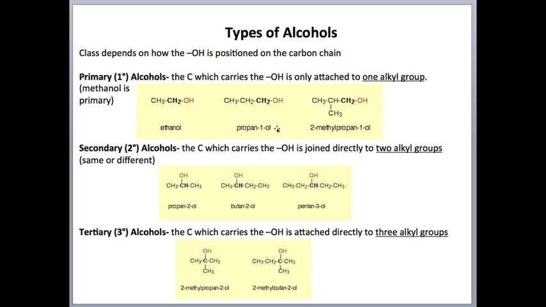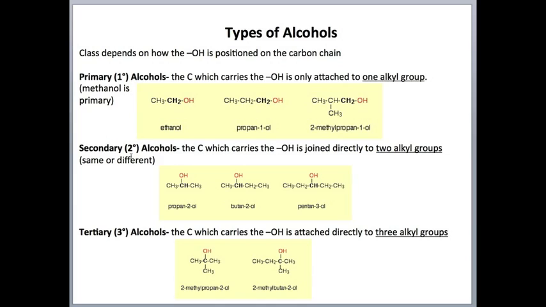For example, propan-1-ol, we can see that the OH group is attached on the end, and the carbon that carries the OH group only has one other carbon attached to it. So again, it's a primary alcohol. 2-methyl propan-1-ol, again we can see that the OH is on the first carbon, and the carbon that carries the OH group is only attached to one other alkyl group, therefore it's a primary alcohol. Methanol is also primary, it's just one of those exceptions.